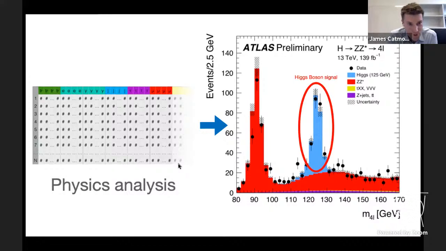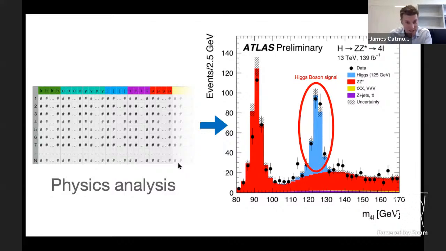And then the most important thing that individual physicists do is something called physics analysis, where we look at these tables of data and we process these through a process called physics analysis. This is done by individual physicists. And after many different steps, we produce plots that look like this. This is a particularly famous plot because it shows the famous Higgs boson signal, which is visible here.